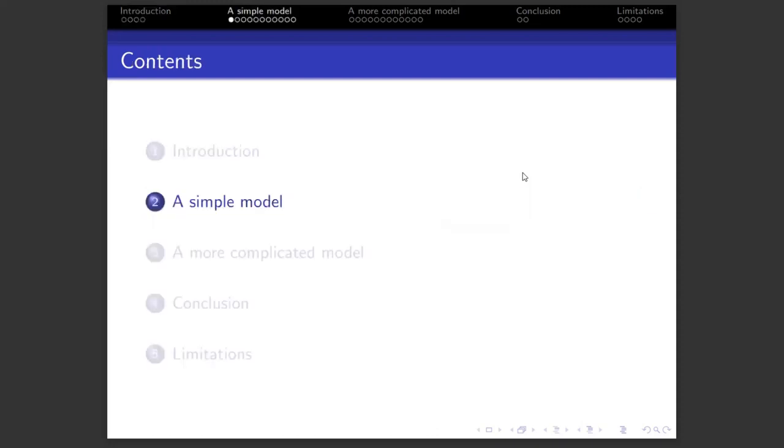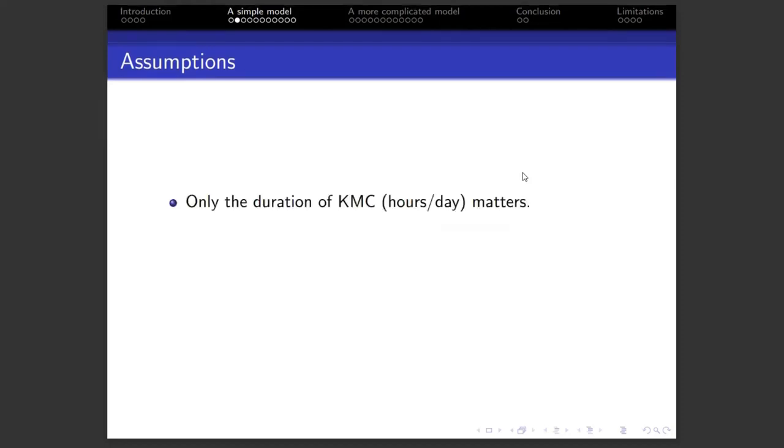Now we come to the main part in which we build our models. We already restricted ourselves to only one aspect of this complex problem. To simplify the problem further, we're going to make some assumptions. And these assumptions are, first, only the duration of KMC, which is measured in hours per day, matters.